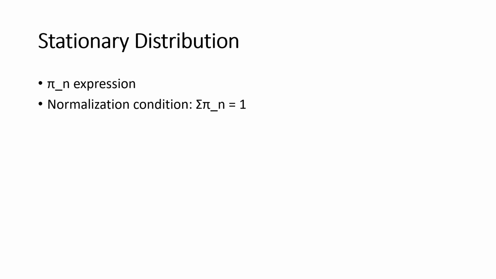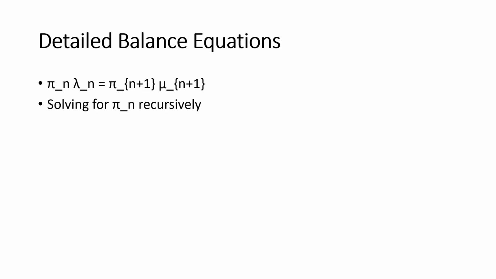The stationary distribution pi_n has expressions. The normalization condition is that the summation of pi_n is equal to 1. The detailed balance equation is pi_n lambda_n equal to pi_(n+1) mu_(n+1). Solving for pi_n recursively.